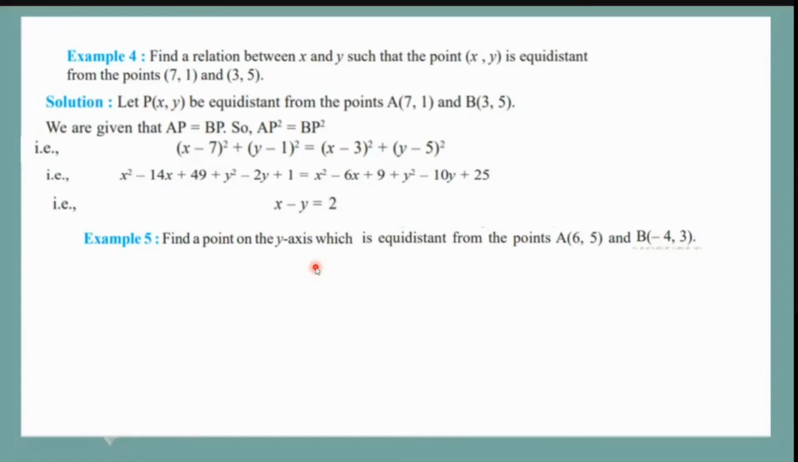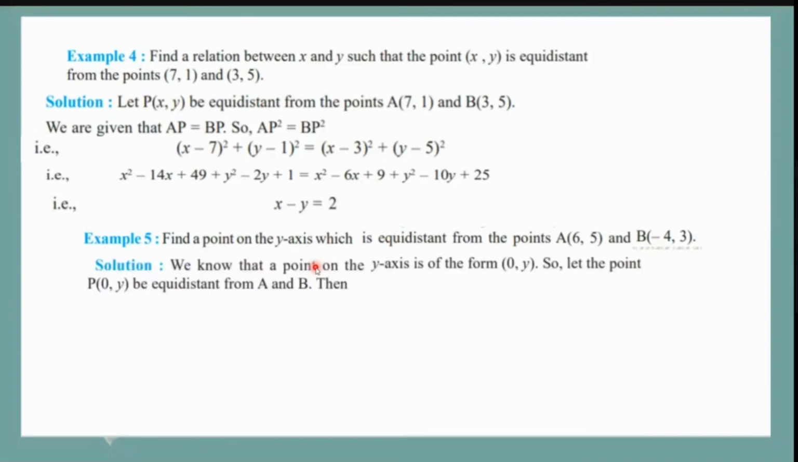So now, I take the point on the y-axis to be P(0, y). PA is equal to PB, given, hence PA square will be equal to PB square. PA square will be (6 minus 0) whole square plus (5 minus y) whole square. This will be equal to PB square, which is (-4 minus 0) whole square plus (3 minus y) whole square. I equate both of them and I get the value of y as 9.